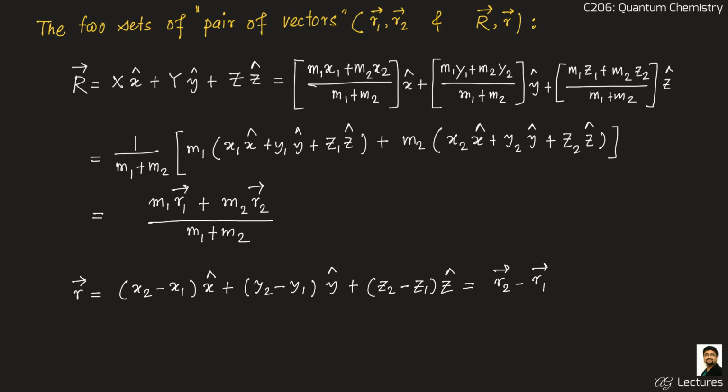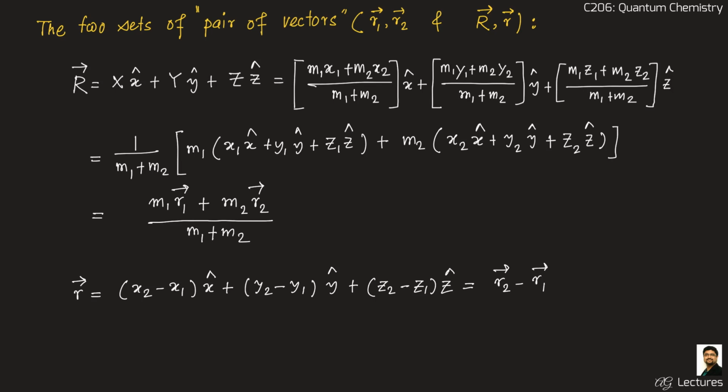Now that we have found that these four vectors are related, the system of two particles can either be represented by the position vectors r1 and r2, or by the defined vectors capital R and small r. We know that for an n particle system, to represent the movement of all the particles, we need 3n number of variables. That is the degrees of freedom for that particular n particle system. Now for two particles, it is 6. So here we need 6 independent variables to represent completely the movement of these two particles.